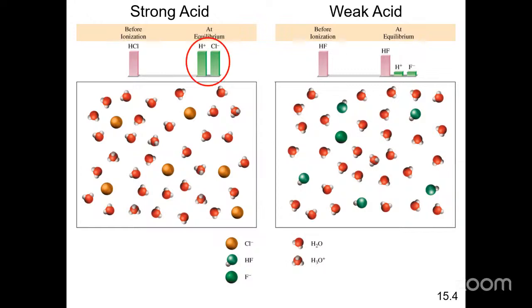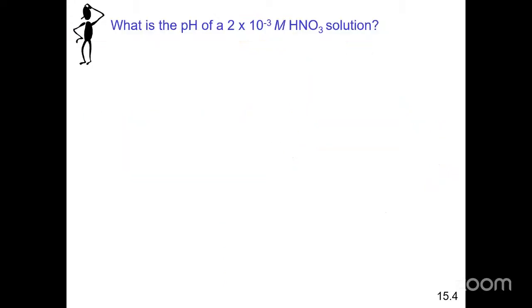Okay, let me just continue here. Okay, so this question is asking, what is the pH of a 2 times 10 to the minus 3 M nitric acid solution? Okay, so first thing you have to ask yourself, if it's an acid, is it a strong acid or a weak acid? Because that is an important difference, and you're going to see that difference later on. But for now, we know that nitric acid is a strong acid, right?